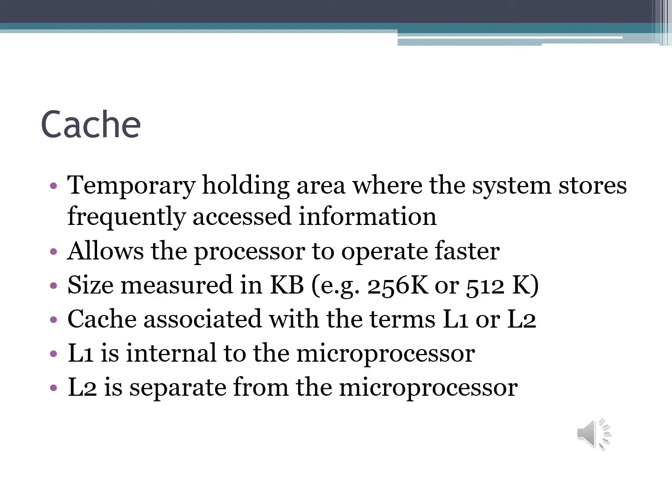Cache is a temporary holding area where the system stores frequently accessed information, allowing the processor to operate faster. Size is measured in KB, e.g., 256K or 512K. Cache is associated with the terms L1 or L2. L1 is internal to the microprocessor. L2 is separate from the microprocessor.